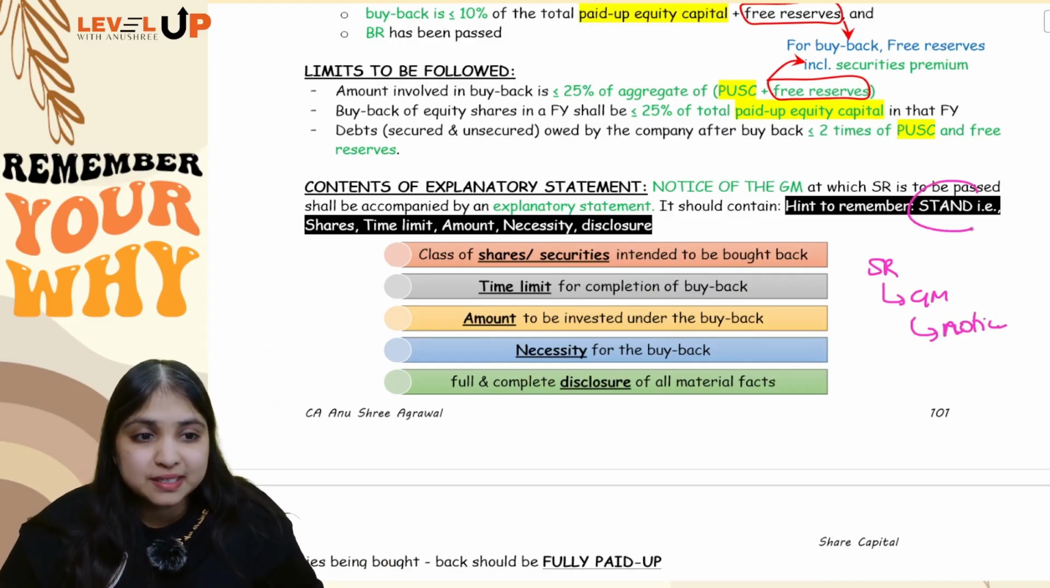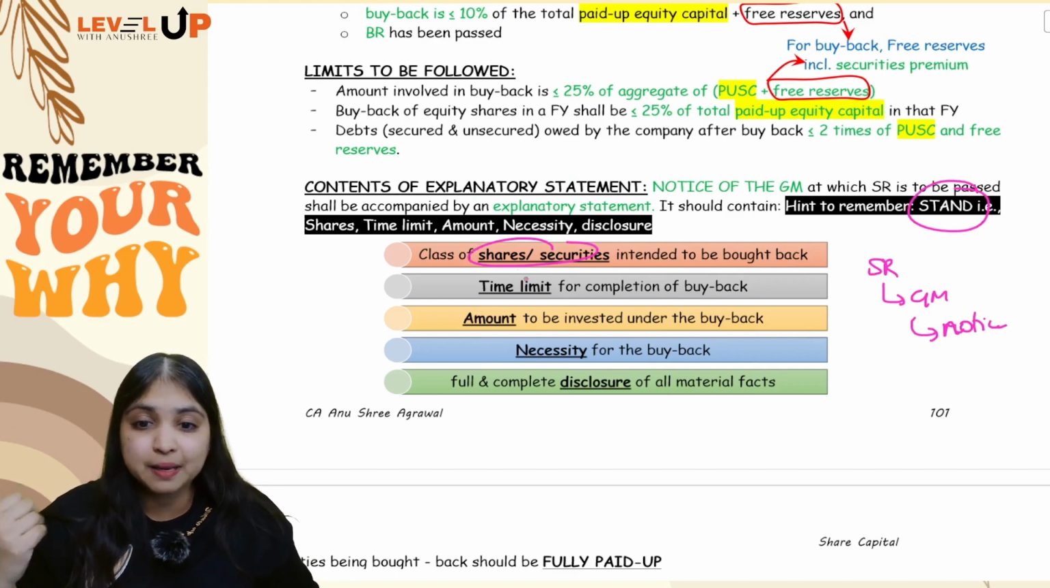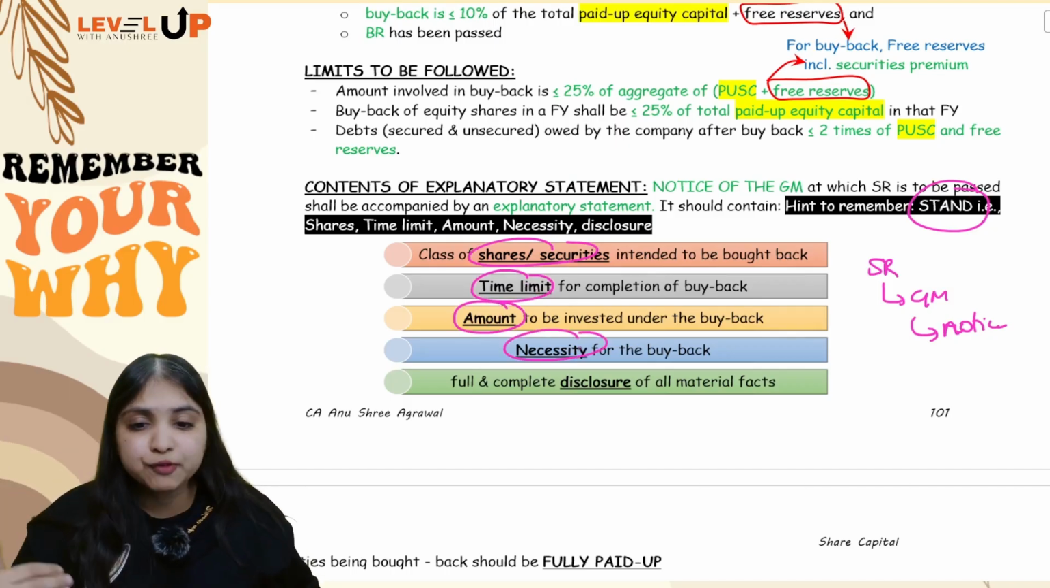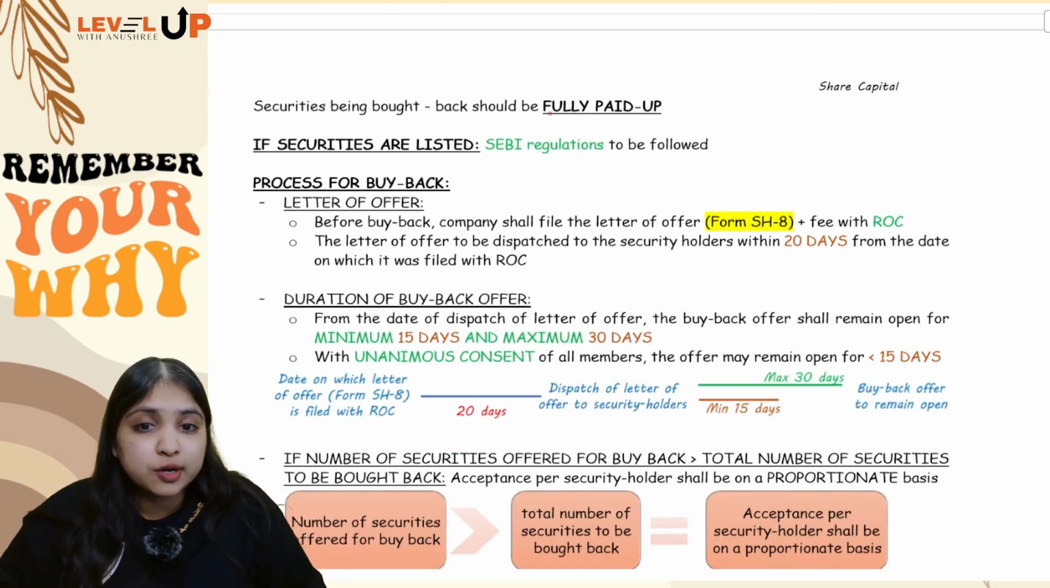The hint to remember is STAND. S for which shares, which securities the company is buying back; T, time limit within which the buyback will be completed; A, amount which the company is going to spend on buyback; N, necessity, need for buyback; and D, disclosure of all material facts. Then before buying back, the securities have to be fully paid up, only then can the securities be bought back.